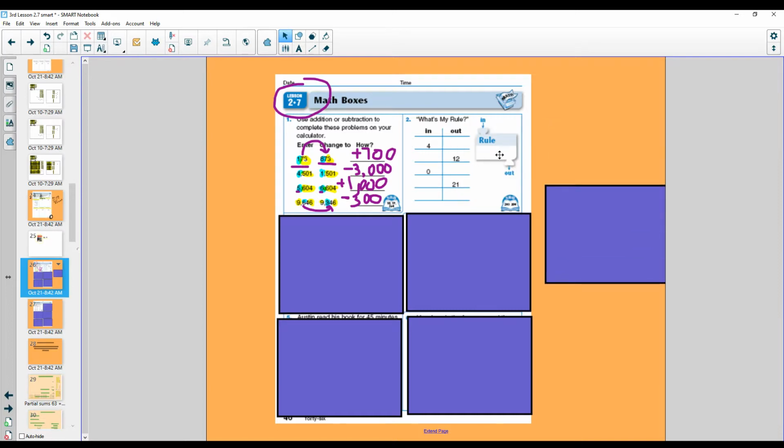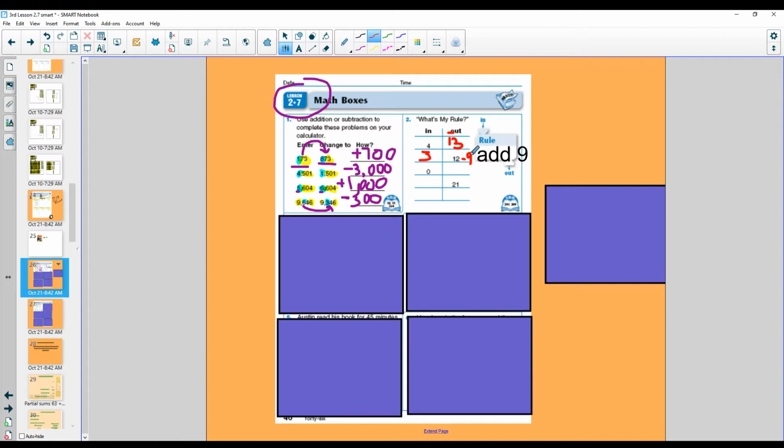All right, here is a rule. Now, in your book, it might say add 9. If it doesn't, you can write that. That is supposed to be the rule. All right, in you do the rule. So 4 plus 9. What is 4 plus 9? And the answer is 13. Out, you do the opposite. So instead of add 9, here you're going to take away 9 because it's in the out, and out we do the opposite. And here you end up with 3.